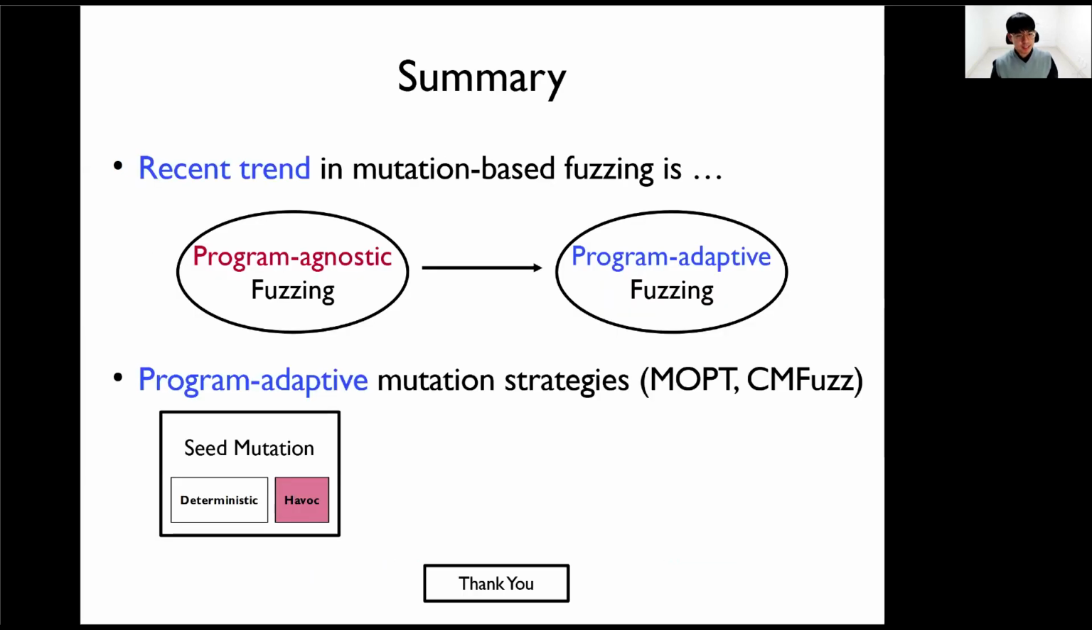Okay, let's sum up this lecture. So today we have learned about the recent trend of mutation-based fuzzing, which is program adaptive fuzzing. In particular, we explored the program adaptive seed mutation strategies, such as MOPT and CMFudge. And also we discussed the ineffectiveness of the deterministic stages.